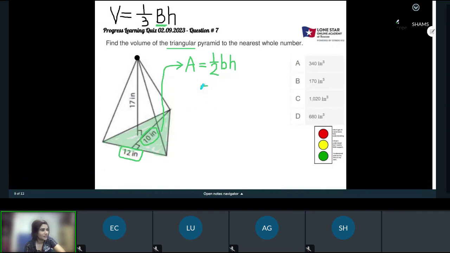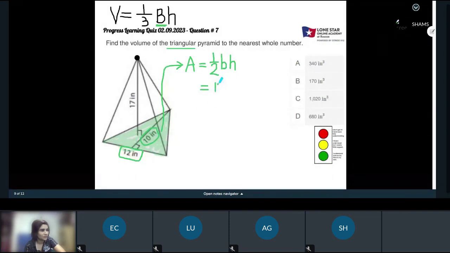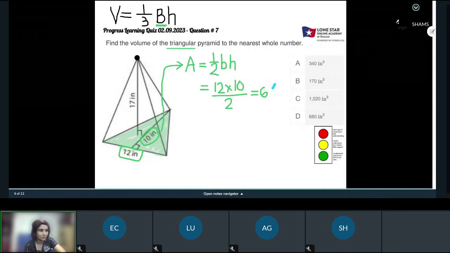So if I want to find area of the base, I will do 12 times 10, 120. Then divided by 2. Area of the base will be 60.